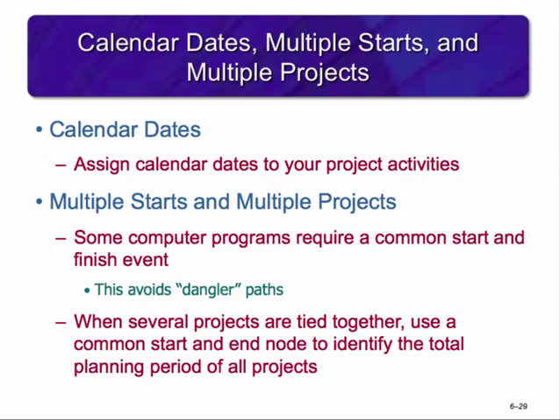If a project has more than one activity that can begin when the project is to start, each path is a dangler path. Danglers can be avoided by tying dangler activities to a common project start or finish node. When several projects are tied together in an organization, using a common start and end node helps to identify the total planning period for all projects. Use of dummy weight activities from the common start node allows different start dates for each project.